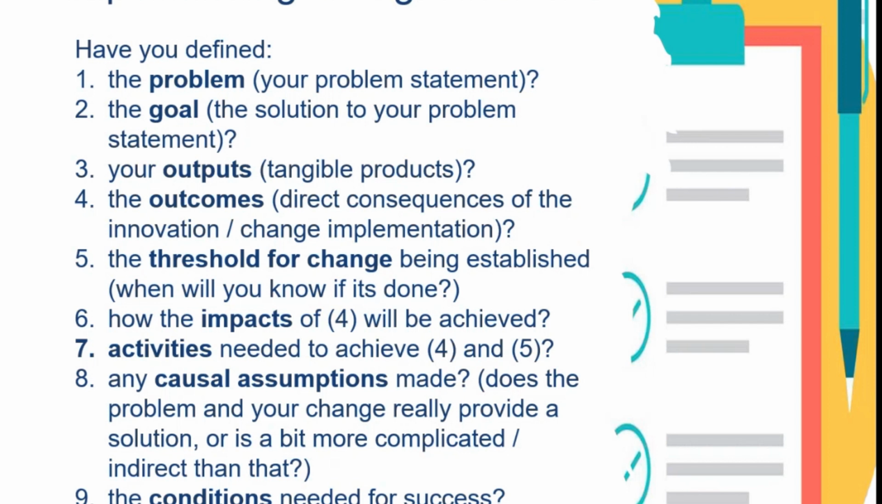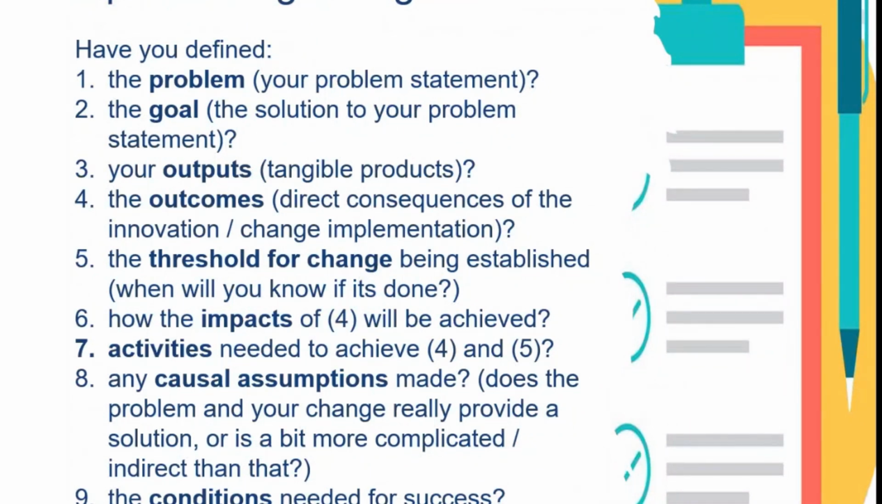Have you defined the problem or made a problem statement about what you're trying to address? Do you have a clear goal that is a solution to your problem statement? Are your outputs tangible and understandable and clear? Do you have outcomes that will be a direct consequence of the change that you want to implement? What is your threshold for change being established? So how will you know that what you have done, what you've said will happen, has been done?